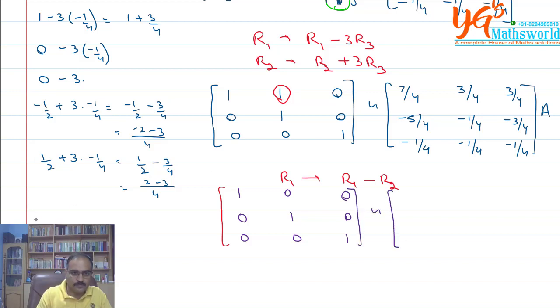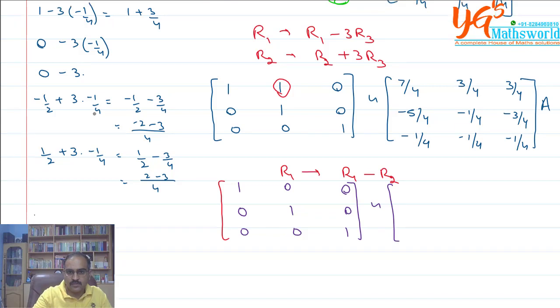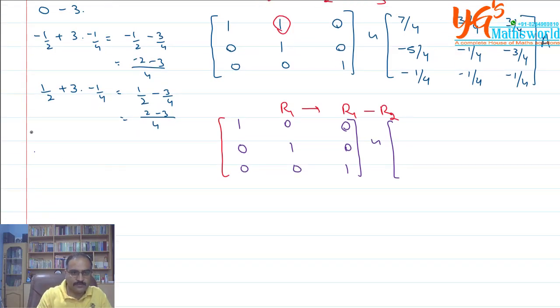Similar to now, 7 by 4 minus of minus 5 by 4. So 7 plus 5, 12 by 4, that will be what? 3. Next is 3 by 4 plus 1 by 4, 3 plus 1, 4 by 4, 1. Next 3 by 4 plus 3 by 4, so it will be 6 by 4, that is 3 by 2. Rest of the elements will remain same as it is.